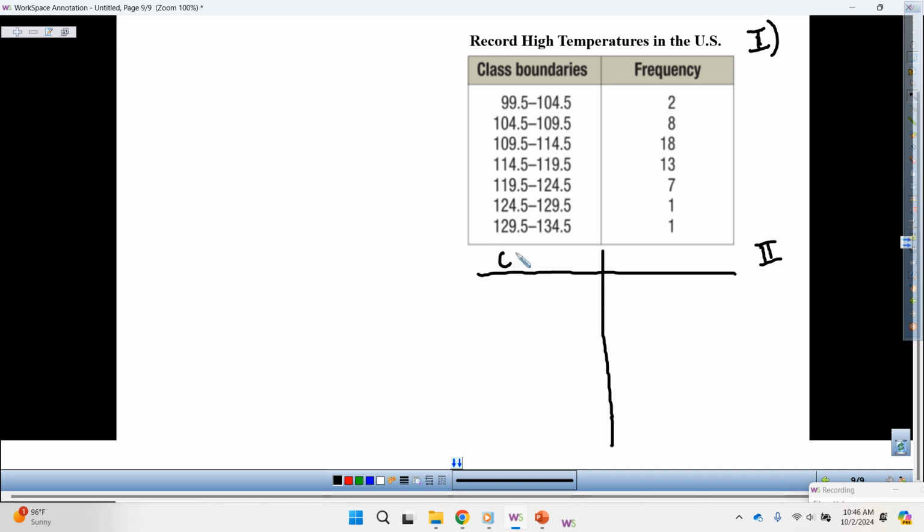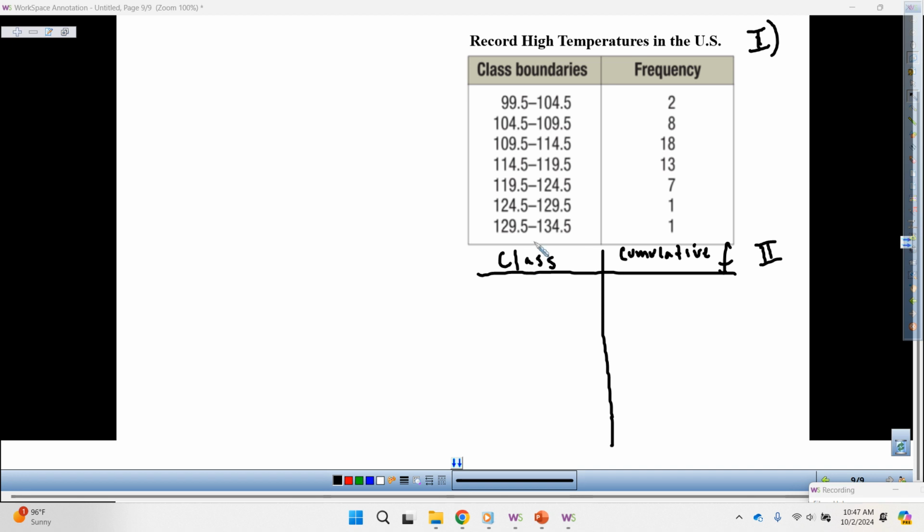Label this one class. And this second column, cumulative frequency. All right? Sorry, cranberries, let me pause you. All right. Class. Look up.